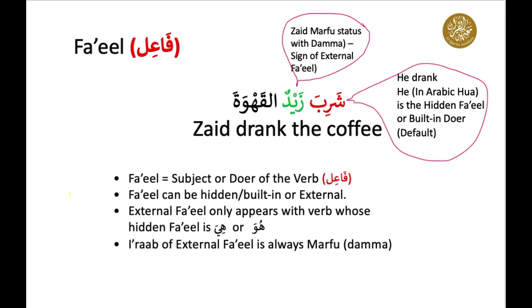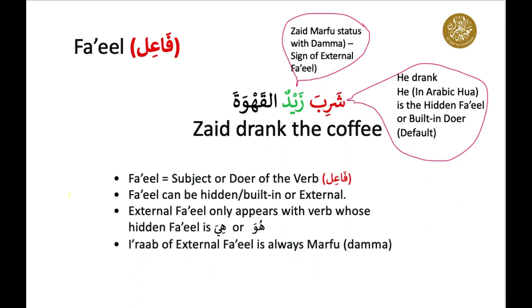External fa'il only appears with two types of verbs, whose hidden fa'il is huwa or hiya. So the fi'il or the verb who has got the hidden fa'il huwa or hiya, they might have an external fa'il. If the hidden fa'il of the verb is other than huwa or hiya, then they will not have any external fa'il. I'll repeat. If the hidden fa'il of a verb is not huwa or hiya, then this verb will not have an external fa'il. External fa'il will only occur when the hidden fa'il is huwa or hiya.